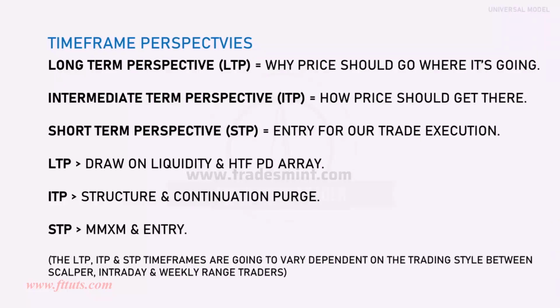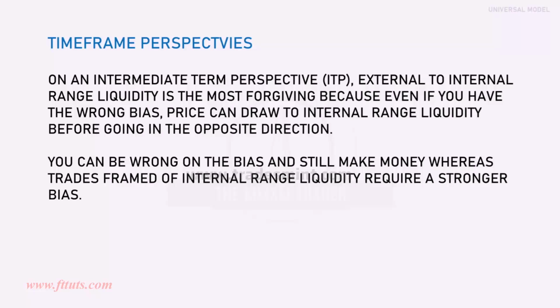The long-term perspective, intermediate perspective, and short-term perspective time frames are going to vary depending on the trading style you're using, between a scalper, intraday, or a weekly or swing trader. So building back on those time frame perspectives, on an intermediate term perspective or an ITP, external to internal range liquidity is the most forgiving, because even if you have a wrong bias, price can draw to internal range liquidity before going into the opposite direction. So you can be wrong about your bias and still make money, whereas trades framed from internal range liquidity require a stronger bias.